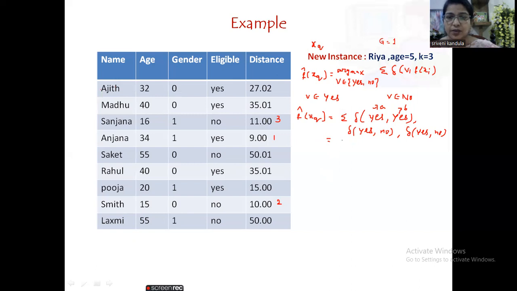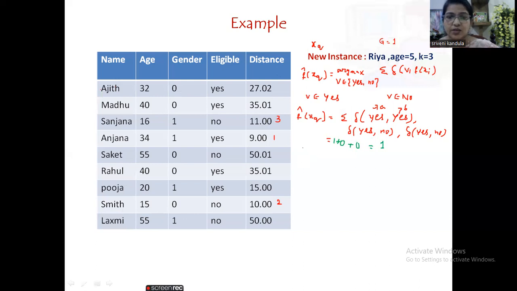Okay, so let's do the summation. The first value is 1, because it is S and S, A is equal to B. So the value is 1. Plus the second, S and no, they are not equal, so it is 0. The third is also S and no, so the value is 0. So when I sum it, I'm getting a value of 1.